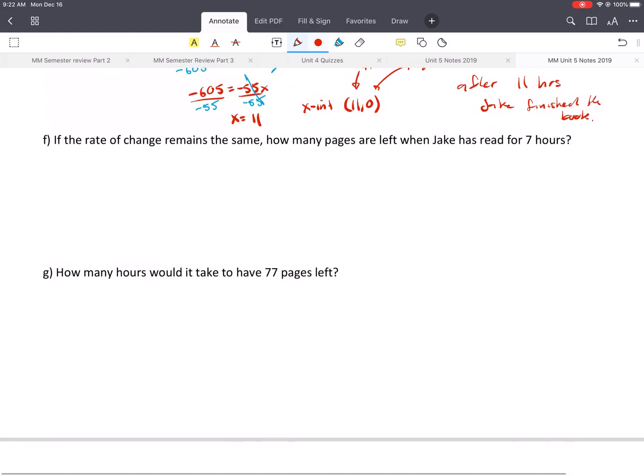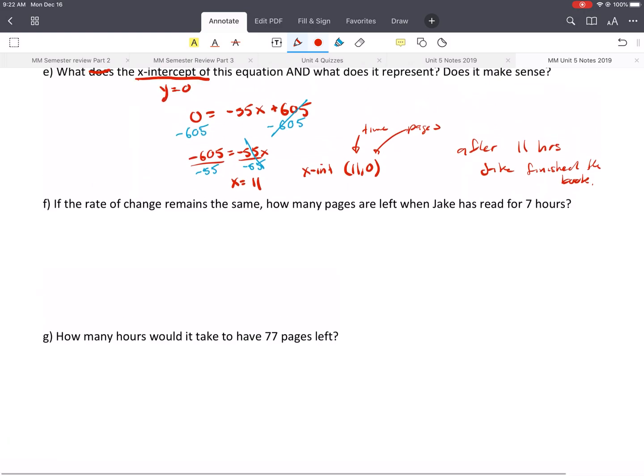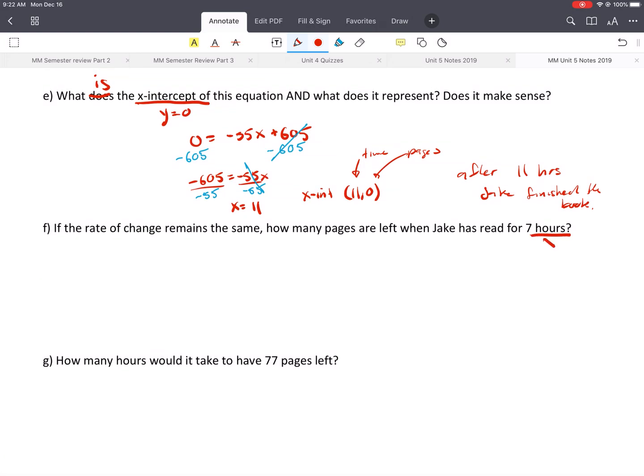All right, and then if the rate of change remains the same, how many pages are left after 7 hours? Okay, so remember hours is our x, so we'd use our equation y equals negative 55, and then our x would be 7. Okay, so we just substitute that in for x, and then we'd solve. So again, use your calculator. And that would tell us that y is 220 pages left.